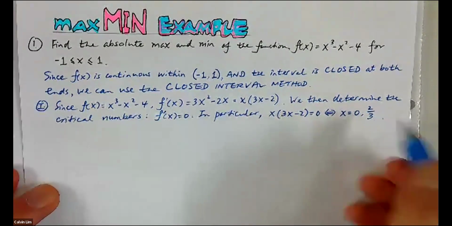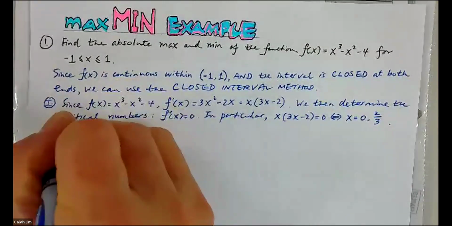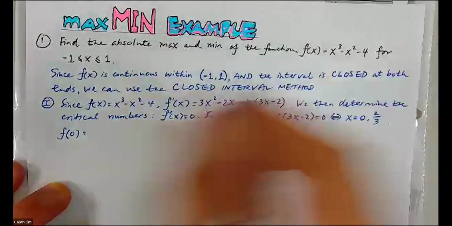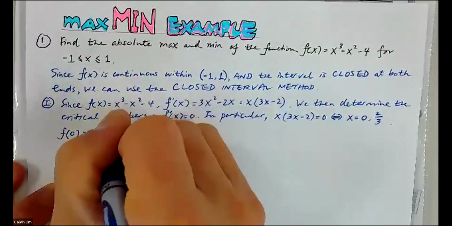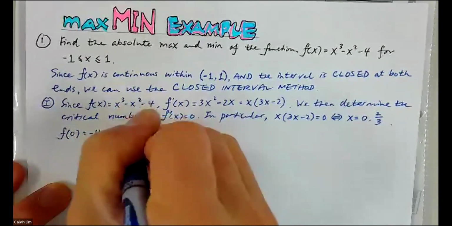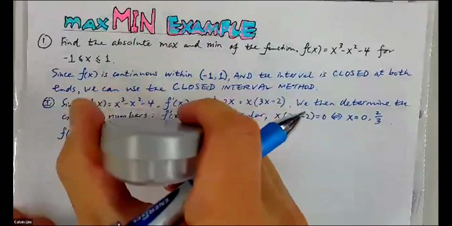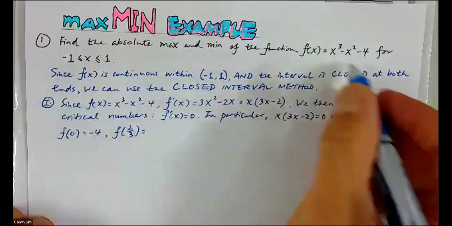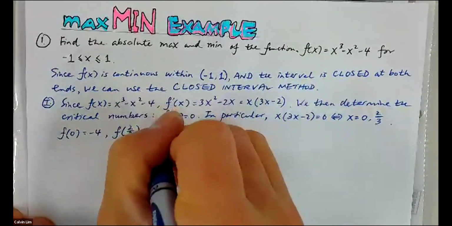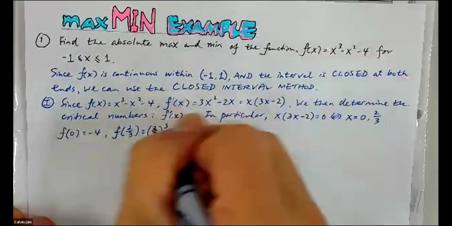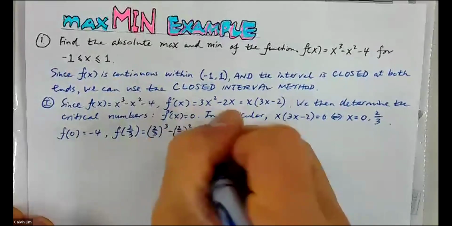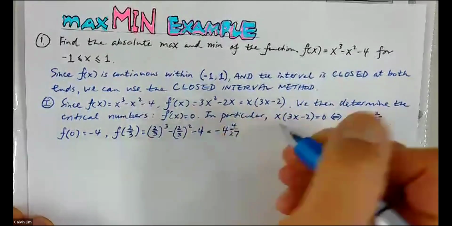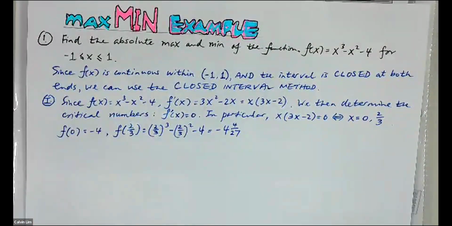Then we can determine the corresponding y values. f of 0 is just -4. f of 2/3 is 2/3 cubed minus 2/3 squared minus 4, which is -4 and 4/27.